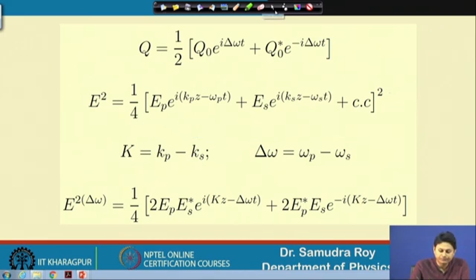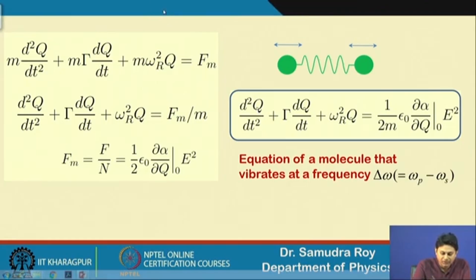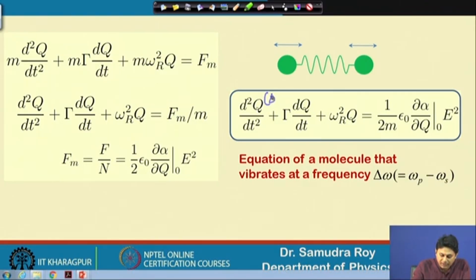If I go back to this equation, q is vibrating with a frequency delta omega. So, in the right hand side, this is a force term. So, that has to be one component delta omega. So, E square having a component delta omega basically forces the molecule to vibrate with a frequency delta omega. So, we need to find out what should be the frequency component omega of the term E square. Exactly the thing we are doing here.